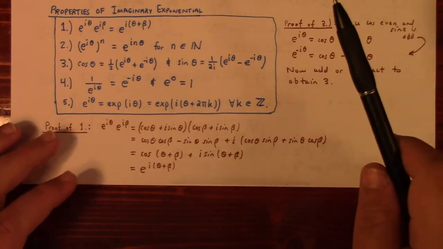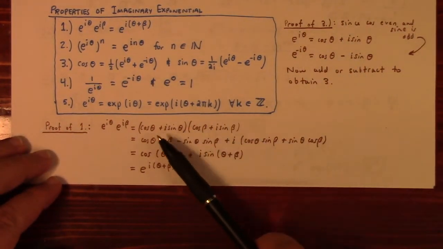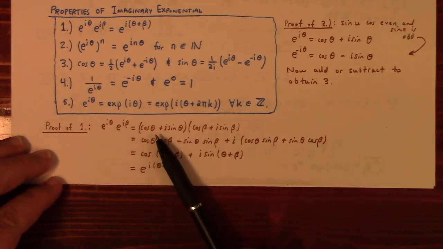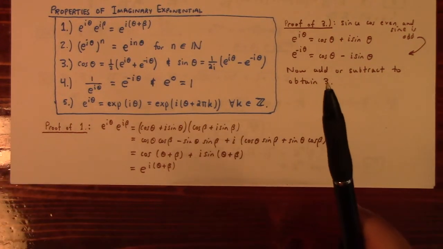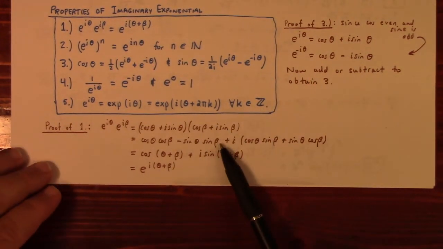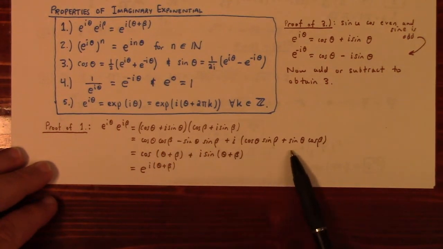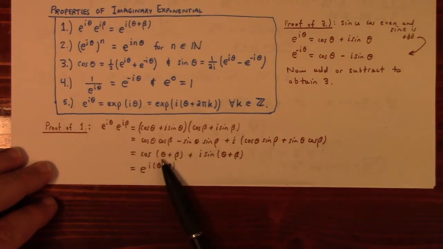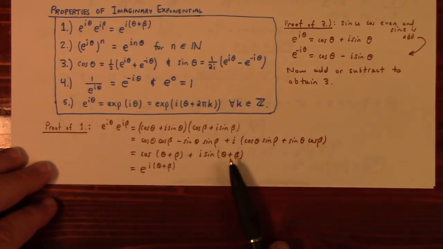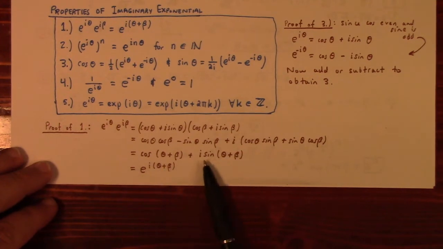So now here are the proofs of those properties. Proof of 1 is actually quite beautiful. When we multiply this times that, by properties of complex multiplication, we get a minus sine theta sine beta because of the i squared is minus 1. And then everything else here just follows from the distributive property. But then this is cosine of theta plus beta, and that is sine of theta plus beta. So, wow. In other words, we get back to e to the i theta plus beta.